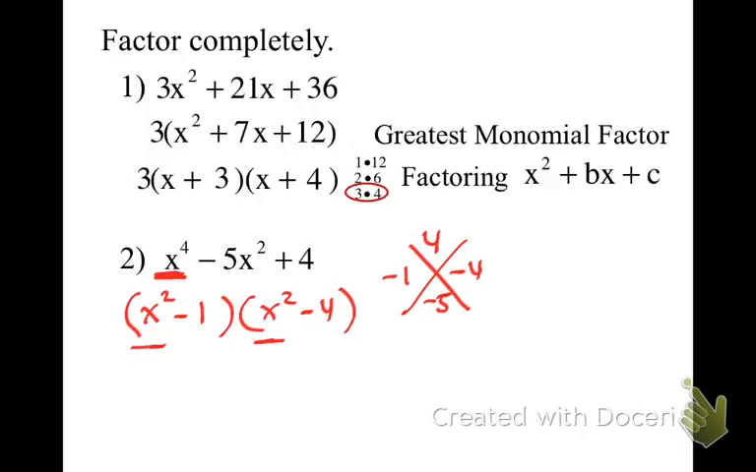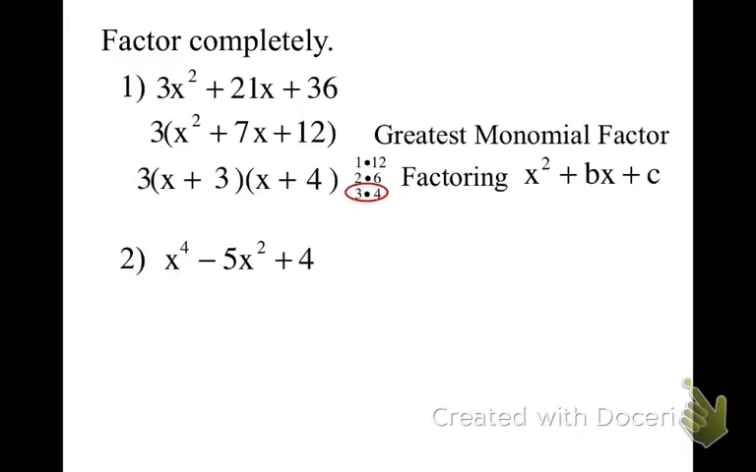Now am I done? No. Why? Because it's a difference of squares. I've been left with what? 2 sets of difference of squares. So the first is trinomial factoring, right?